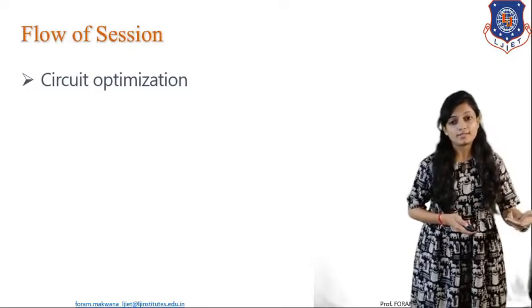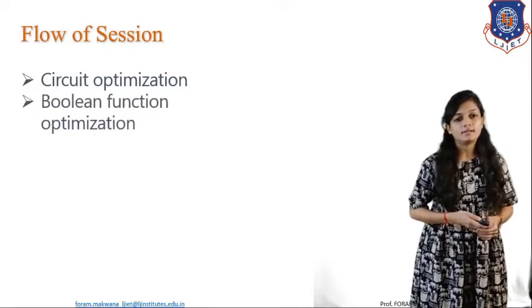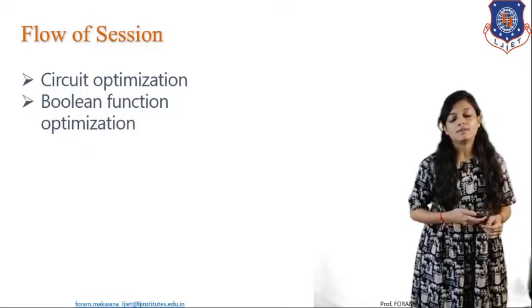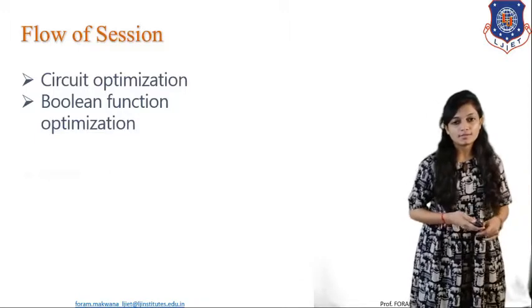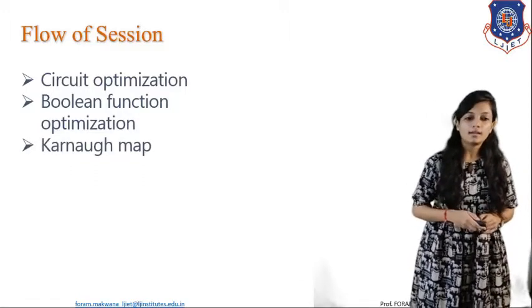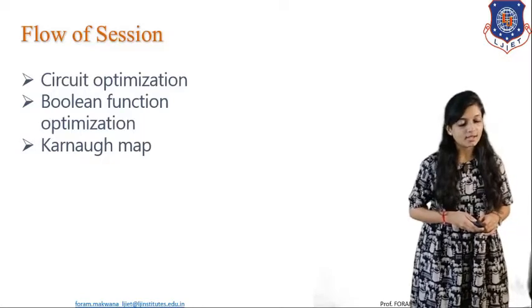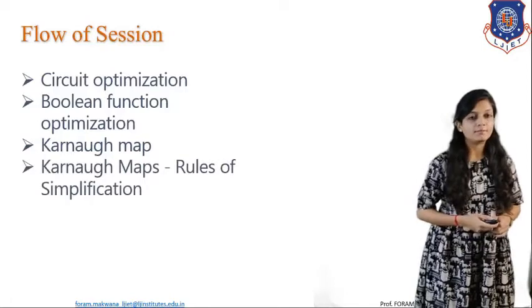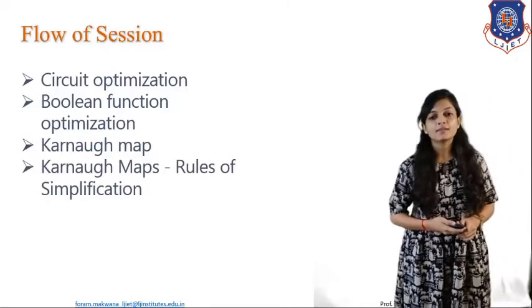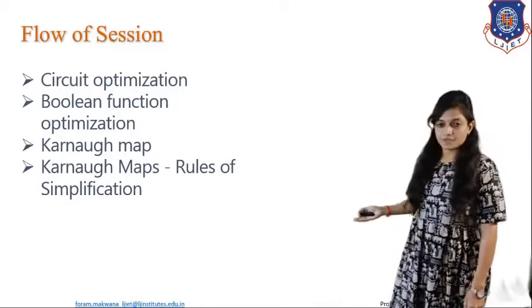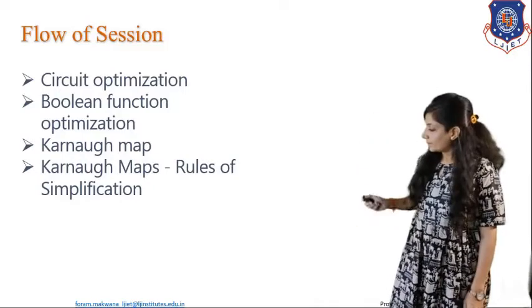There are different ways to optimize a Boolean function that we have seen with the help of SOP and POS, and we will introduce what we mean by K-map, or I can say Karnaugh map, and what the rules of simplification are. Now, this is the flow of the session for unit number 1.